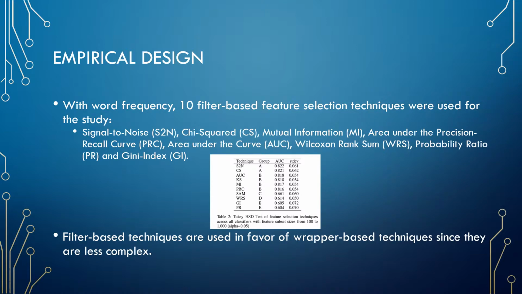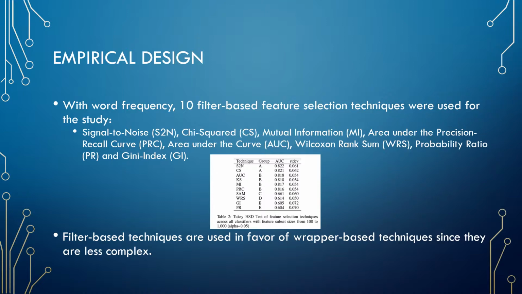With word frequency, 10 filter-based feature selection techniques were used for the study. Signal to noise, S2N, chi-squared, which is CS, multi-information, MI, area under the precision recall curve, PRC, area under the curve, AUC, Wilcoxon rank sum, WRS, probability ratio, which is PR, and Gini index, which is GI.